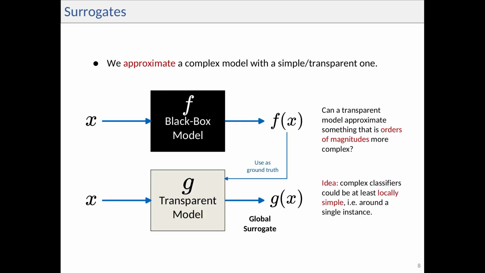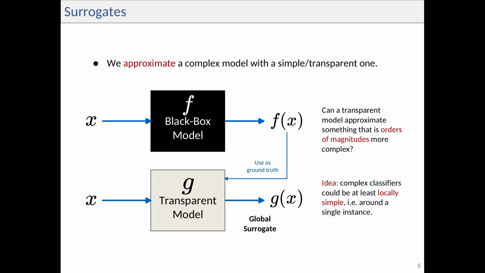which is pretty much what the lecture is about. So I will begin with surrogates. And the idea behind surrogates is that we want to approximate a complex model, which for us will always be this black box F model, with a simpler one, which we call G, that perhaps is transparent.